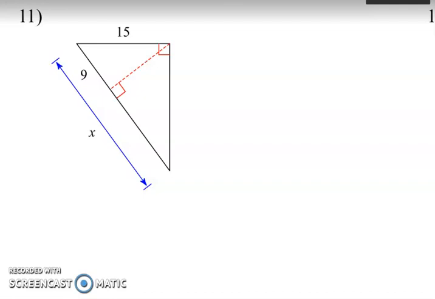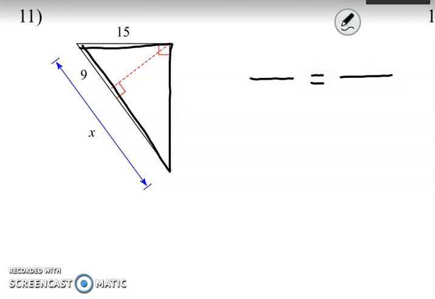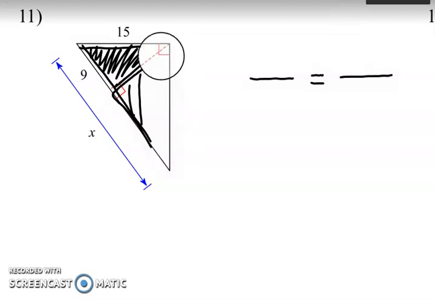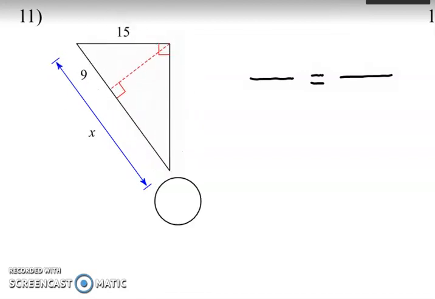In number 11, we've got a triangle that has some missing information for us, and we're going to use a proportion to try to solve for those missing parts. We're going to have one ratio that's set equal to another ratio, and it's based on triangles that we know of. There's obviously one large triangle here, but because of this altitude, we also have a small triangle on this side, and then we also have kind of a medium-sized triangle over here. And we know some of those lengths.